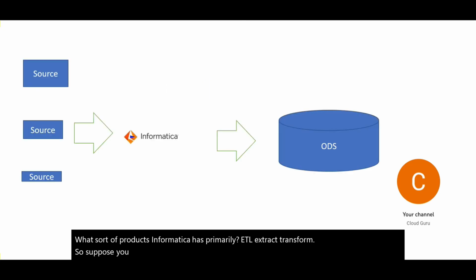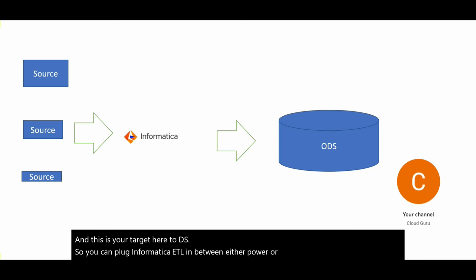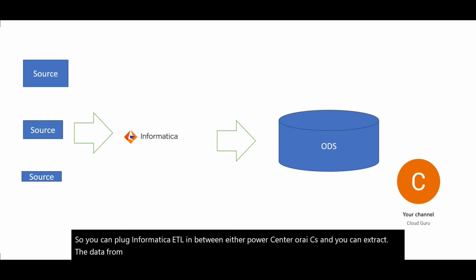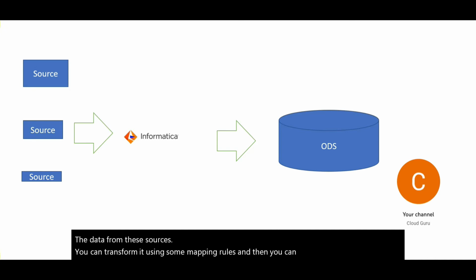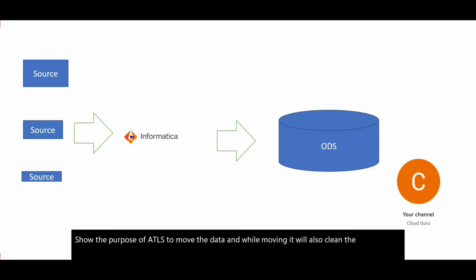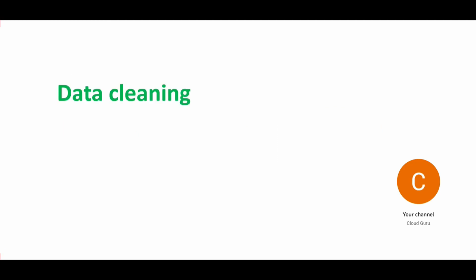So suppose you have your source systems on the left side, and this is your target here, ODS. You can plug Informatica ETL in between, either Power Center or IICS, and you can extract the data from these sources. You can transform it using some mapping rules, and then you can load it in this target ODS database. So the purpose of ETL is to move the data, and while moving, it will also clean the data and load the data. Consider it as a transporter.